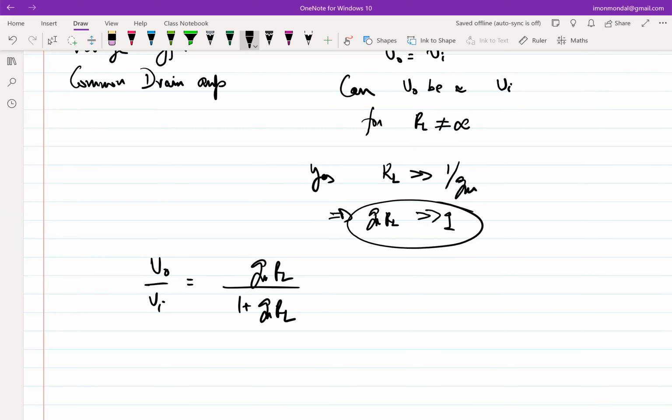Oftentimes, if the circuit is slightly bigger, it's not possible to calculate exactly what V0 over Vi is, or what the transfer function is. In those cases, in order to figure out the loading, you simply find out the output impedance. Okay, fine. Any questions?